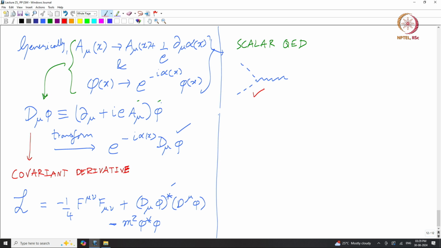Okay. But at the same time, what else is allowed? Two phis can also hit two photons, correct. You can see that, right, 1 2 and then I hit it with this, and then again you have A and phi. So this is also allowed, but clearly this is not allowed.